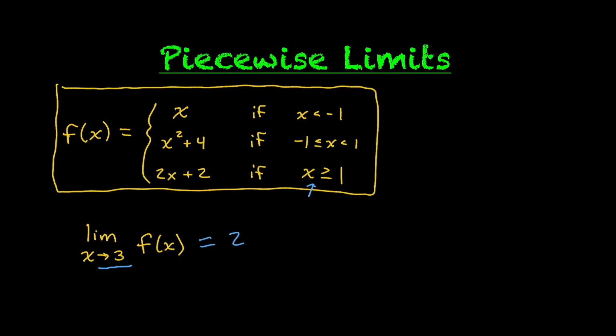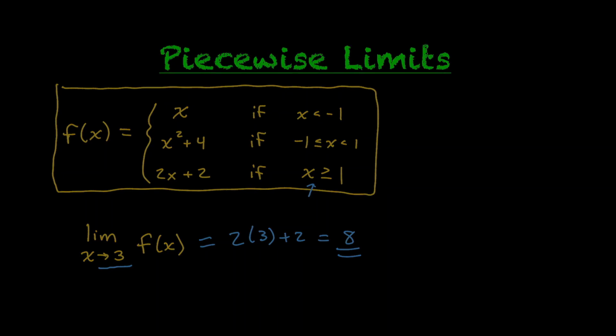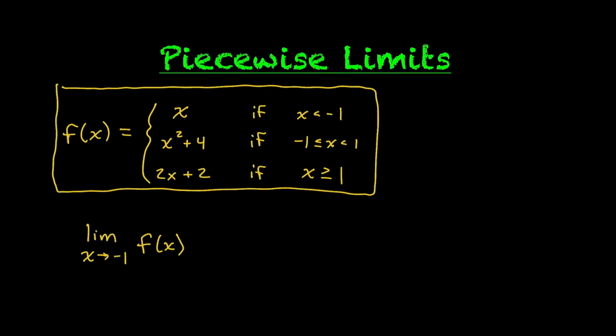Once we've determined that, we can just do direct substitution on this particular problem and plug in that value of 3. So we're going to get 2 times 3 plus 2, or 6 plus 2, or 8, and that's just a number, so we're done with this particular problem. Now where things get interesting with piecewise functions is when you start to approach a boundary point.